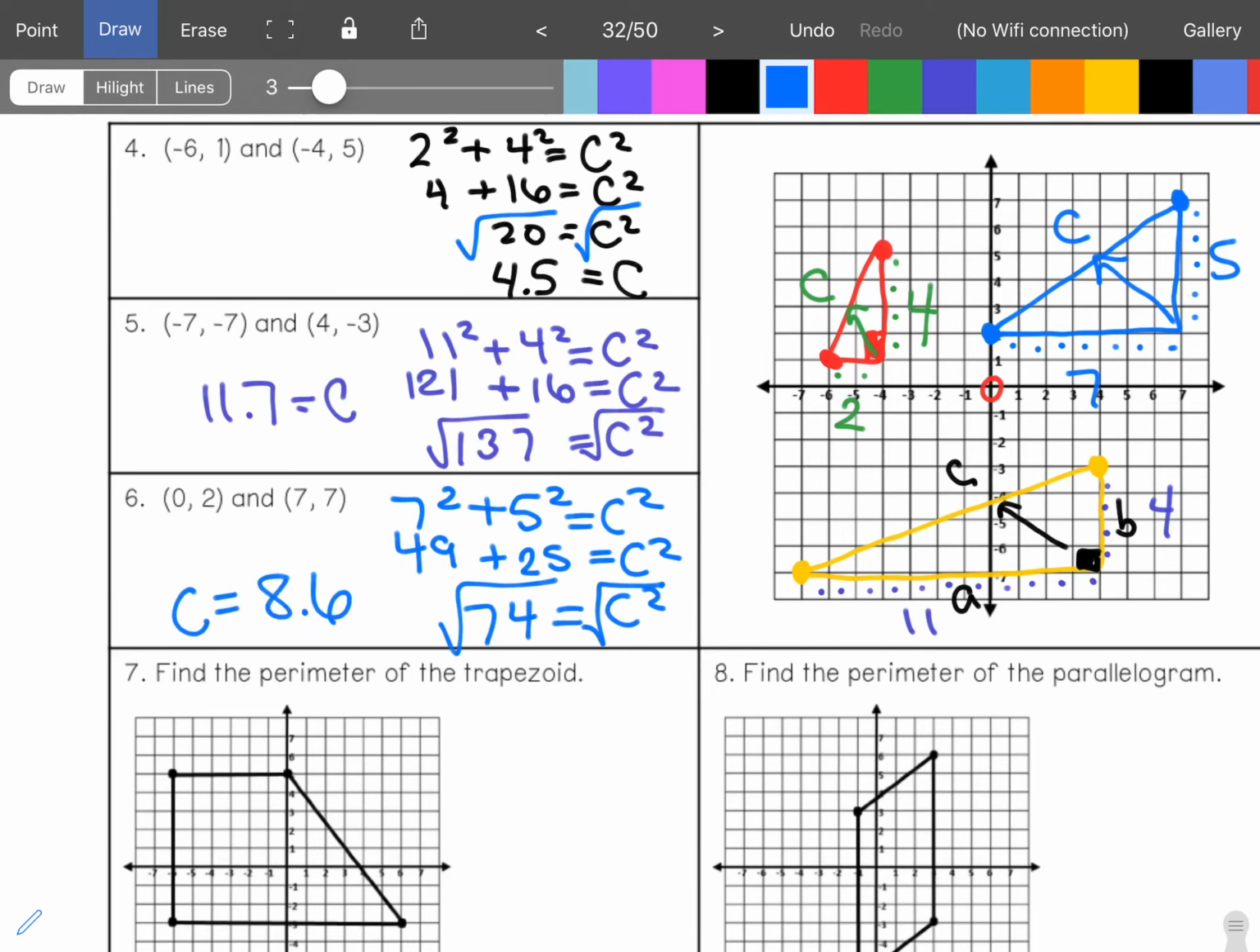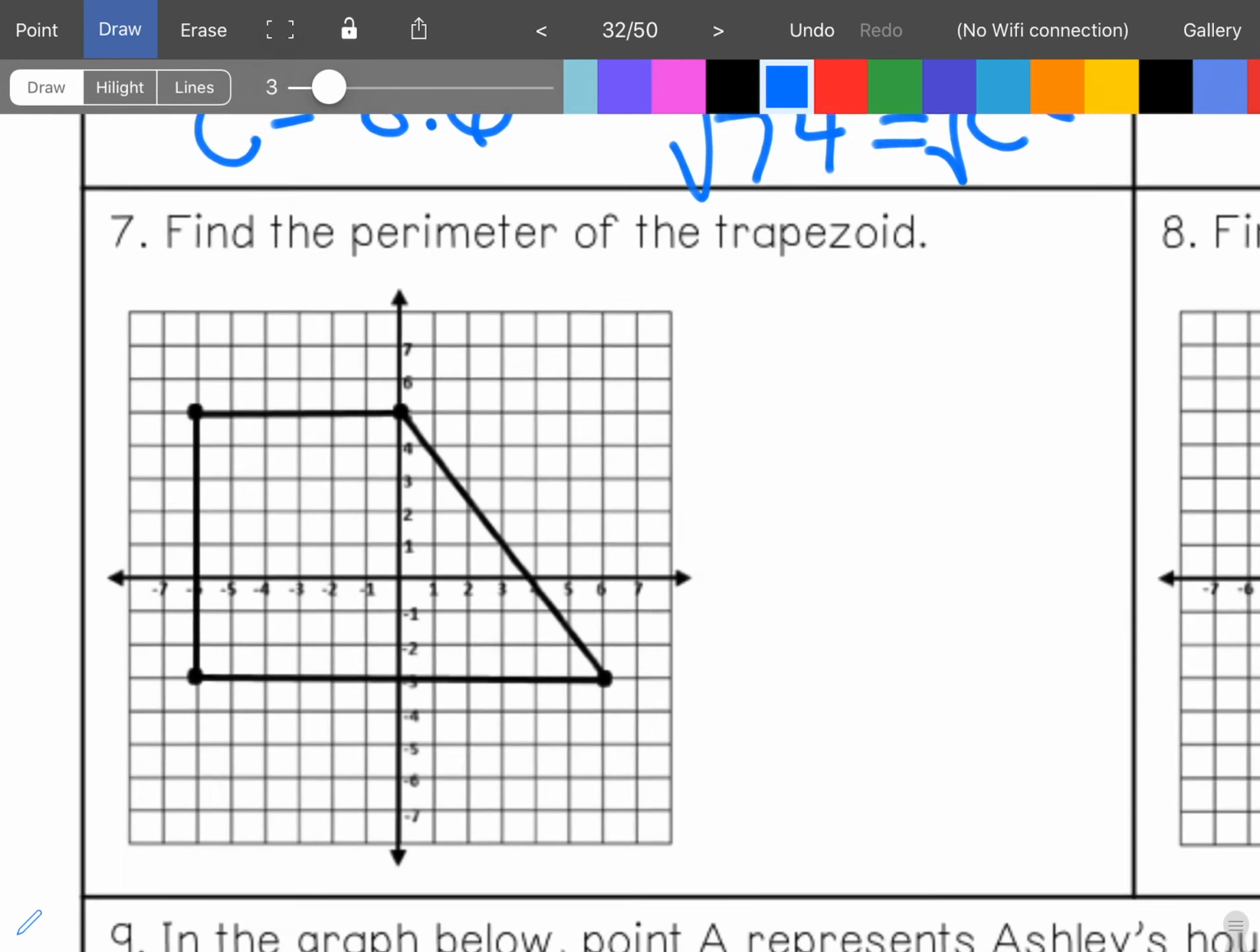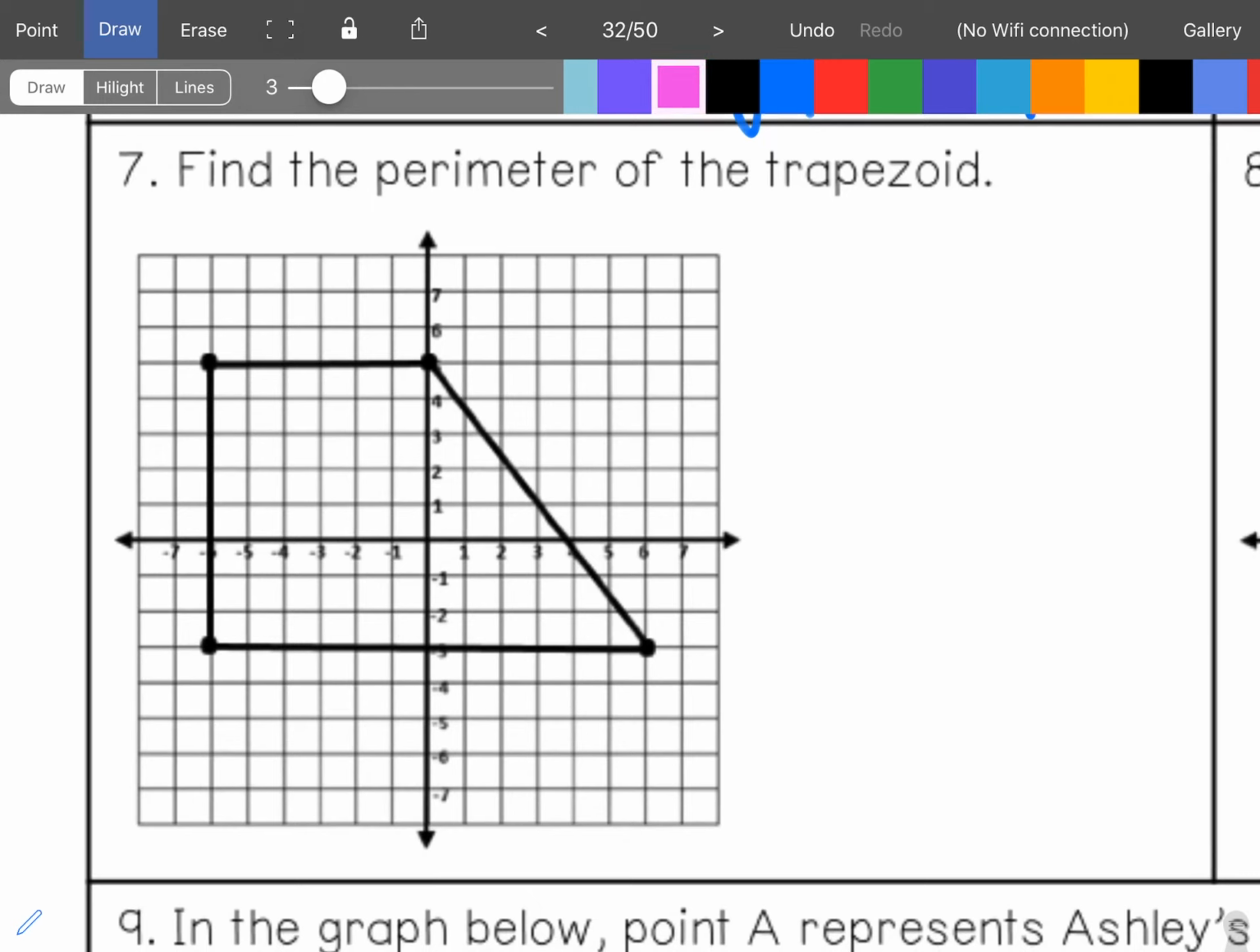Okay, let's look at number 7. Find the perimeter of the trapezoid. Now, this says to find the perimeter, which means we have to find the distances of all of the sides and add them up. Some of them are really easy, like the distance of this one, 1, 2, 3, 4, 5, 6. We know that's 6 units. And then if we find the distance here, 1, 2, 3, 4, 5, 6, 7, 8. And then count up the distance for the base. What do you get?